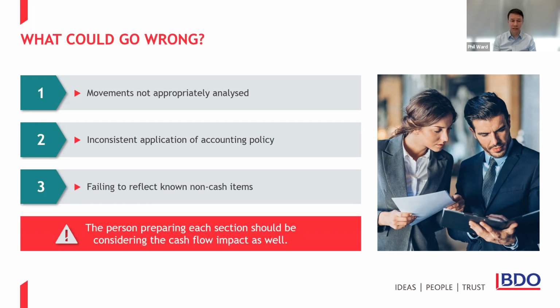Next to the warning sign, you can see I've written the person preparing each section should be considering the cash flow impact as well. So if you're preparing the housing properties section, flag up any of those non-cash flows to your colleague who's preparing the cash flow section. If you're producing the accruals analysis, it's really helpful to the person doing the cash flow if you separately analyse any accruals that relate to construction, any that relate to financing transactions, really work as a team in that area.